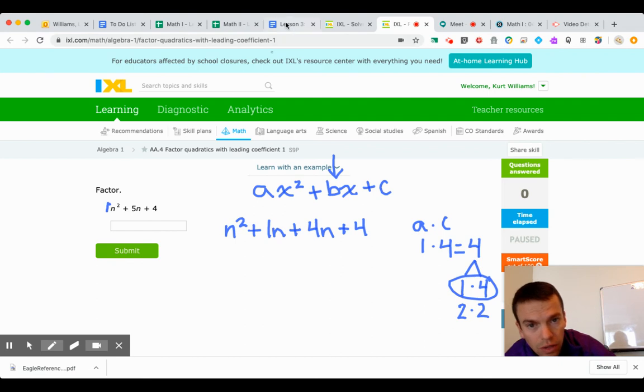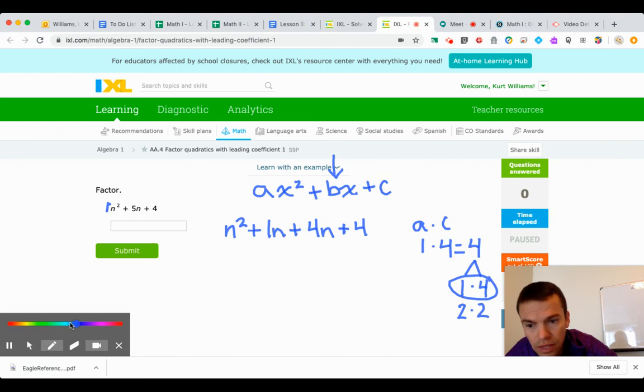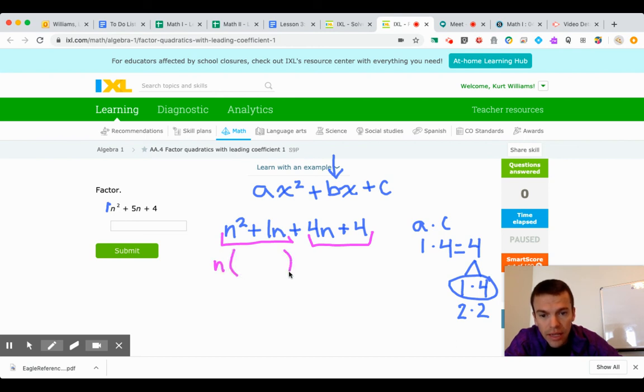Now, going back to my steps, I'm looking for common factors in 2 terms. I'm going to use the first 2 terms and the last 2 terms. I have n squared here and 1n here. What do they have in common? Both of them have n. So I can take an n out of each term, and I'm left with n plus 1.